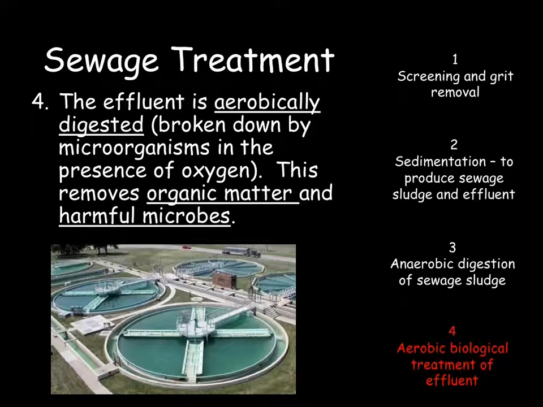The effluent, which if you remember is the liquid part, is aerobically digested. So this is broken down by microorganisms in the presence of oxygen. So we have anaerobic for the sewage sludge and aerobic for the effluent. This removes any organic matter as well as harmful microbes.